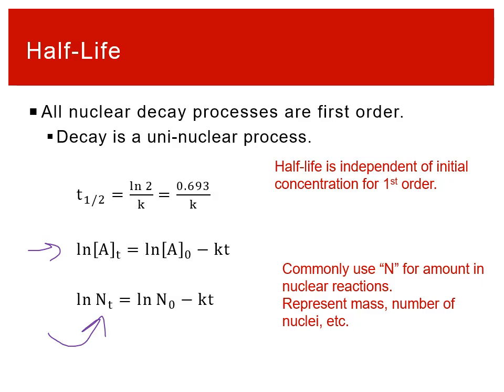Because you're dealing with nuclei, they're generally not dissolved in solution. They are instead just a raw count. So this capital N means the amount of nuclei present. That could be measured in mass or just raw total number of nuclei. You started with 1 million nuclei, you now have 750,000 or something like that.